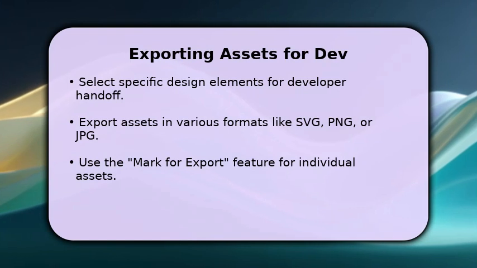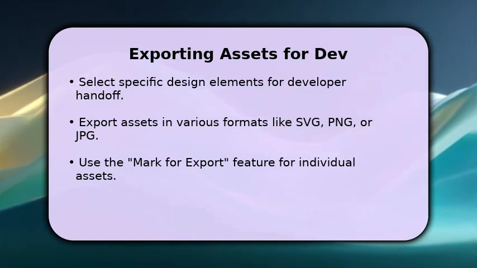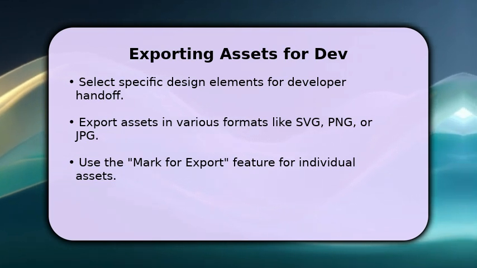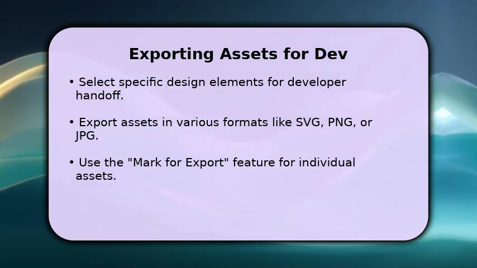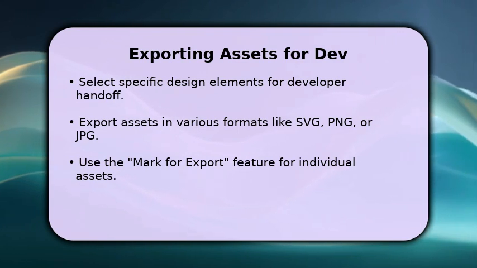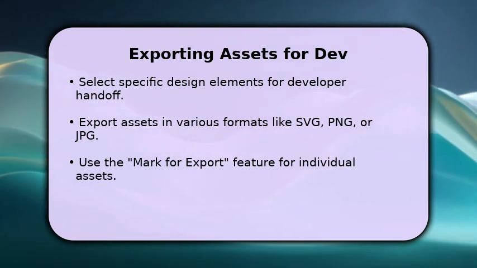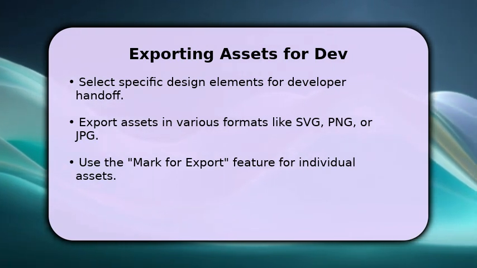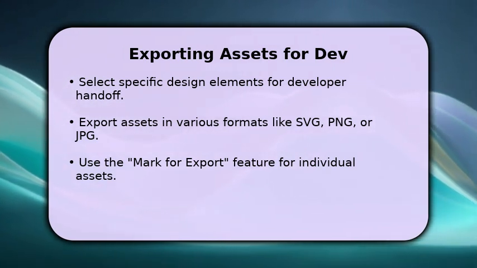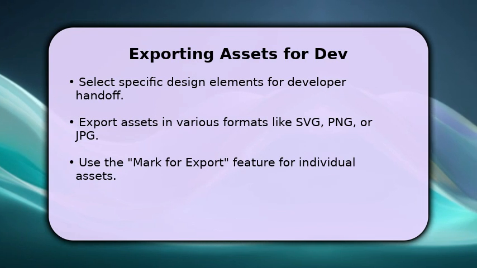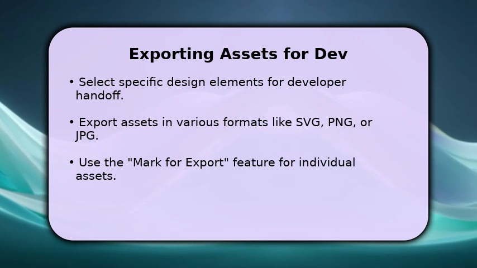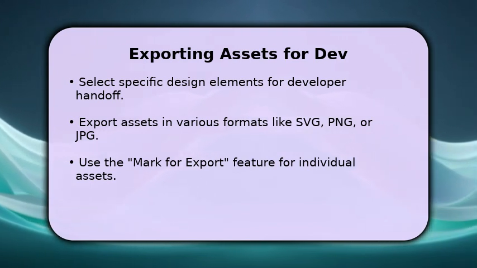When handing off designs to developers, exporting individual assets is crucial. In Adobe XD, you can mark specific elements, such as icons, images, or logos for export. Simply select an object and click the Mark for Export checkbox in the Properties Inspector. Then, go to File, Export, and choose Selected or All Assets. You can select formats like SVG for scalable graphics or PNG for raster images, ensuring developers have exactly what they need.